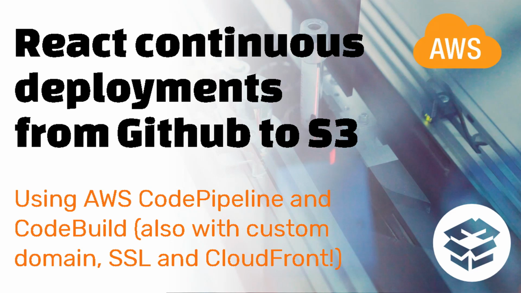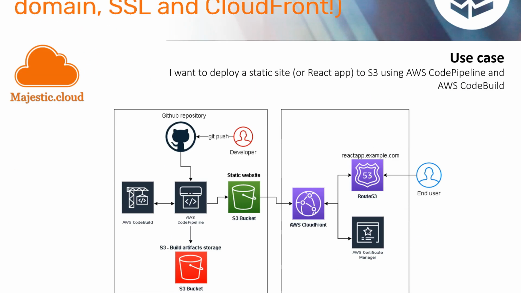My name is Laszlo, and today I'm going to show you a complete continuous deployment pipeline for a React app or any other static website. This deployment pipeline will be triggered by a git push to GitHub, and it uses AWS CodePipeline and AWS CodeBuild to deploy the app or the website to AWS S3. Even more, at the end of the video I will showcase a full CloudFormation template which will deploy all this setup in minutes. So let's see our architecture.